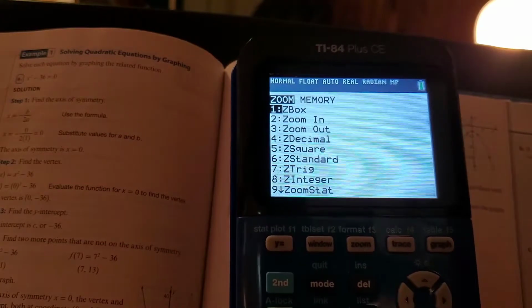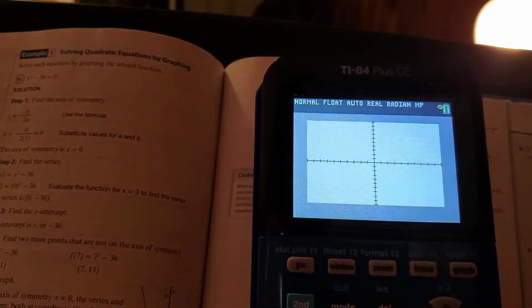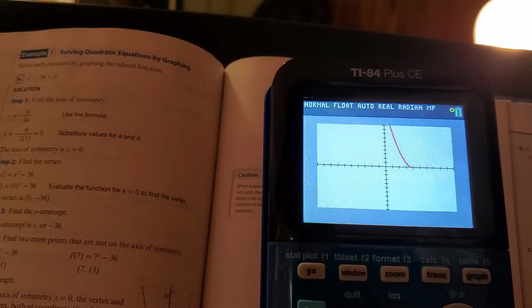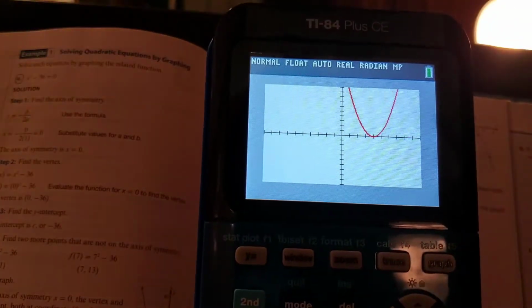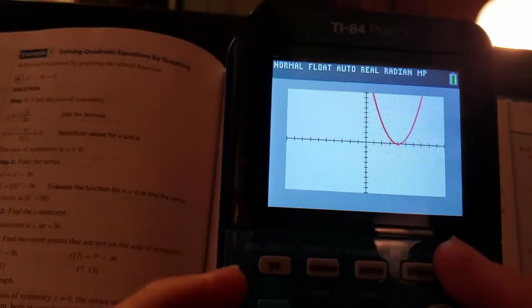I haven't checked this one, so I don't know. And boom. Yay, it worked. Okay, so it worked. It has it right there. But again, we don't know what it is.